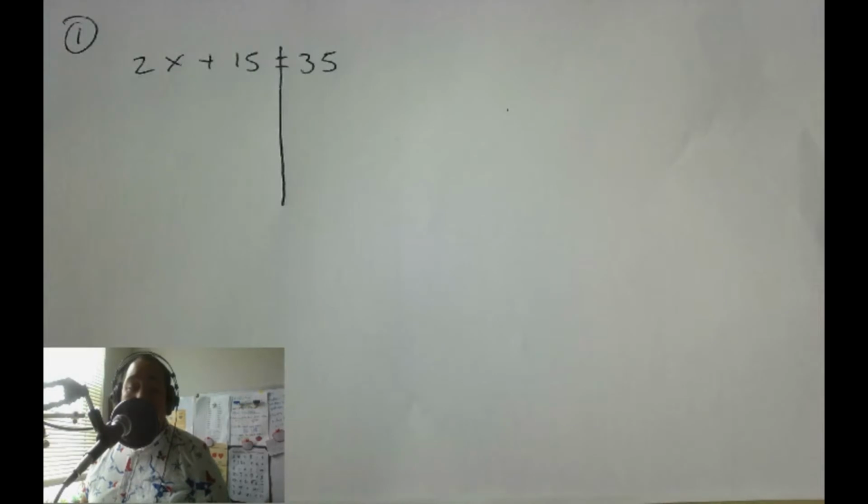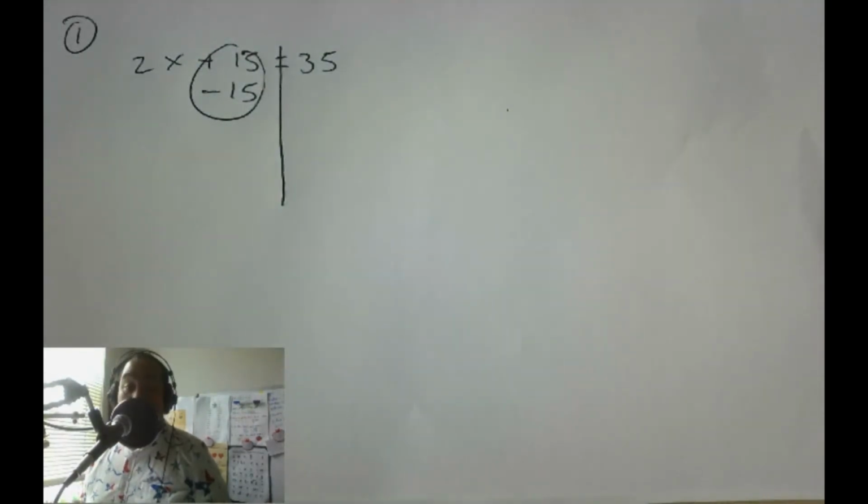My next step is to use addition or subtraction to remove our constant, that number that's all by itself. In this example, 2x plus 15 equals 35, my constant is a plus 15. I want to get rid of this plus 15. To get rid of it, I'm going to do the opposite or inverse operation. So the opposite of a plus 15 would be a minus 15.